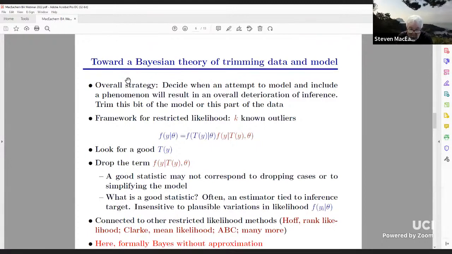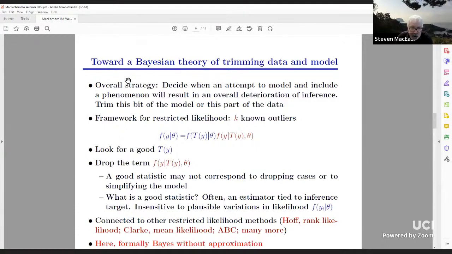Now, I should mention, of course, there are a ton of other methods that, in a sense, restrict likelihood or very nearly restrict likelihood. Peter Hoff has written about rank likelihood. Bertrand has written quite extensively about mean likelihood and other variations on ideas that are very much like this. Christian has done very much with approximate Bayesian computation, where I think some of the same ideas pop out, and perhaps there's a bit of synergy between ABC and the techniques we're using. And there are many, many more, too many to list.